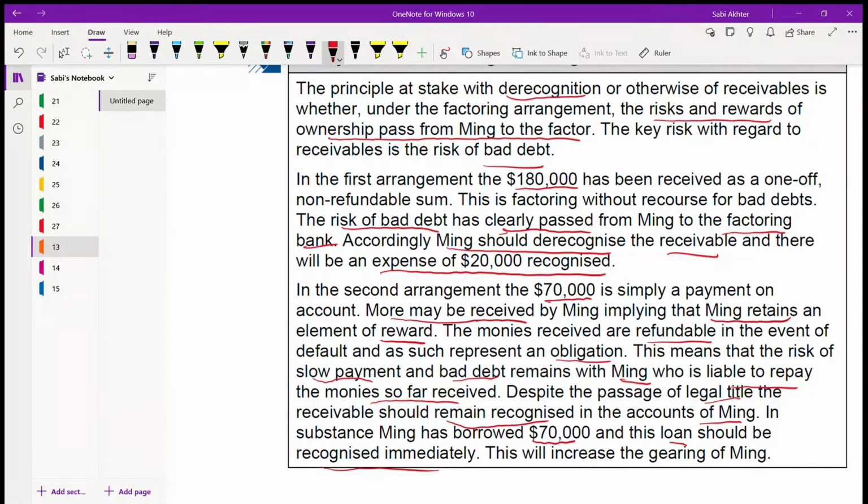How do you recognize it? In substance means it's like you are borrowing 70,000, okay? And this loan should be recognized immediately. Okay, this will increase the gearing of Ming.